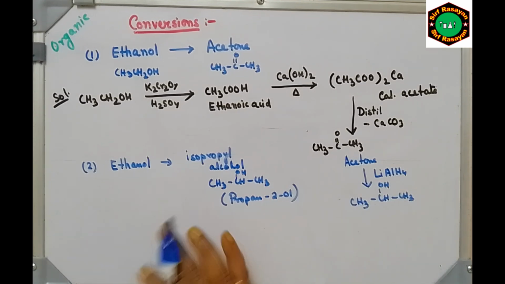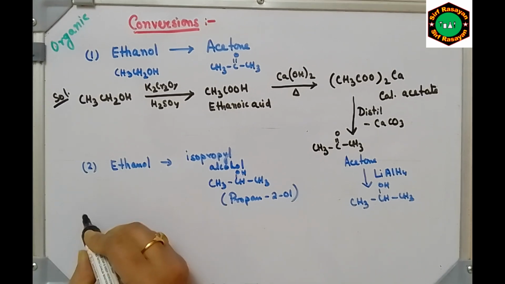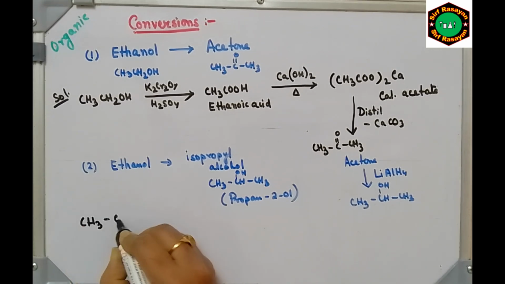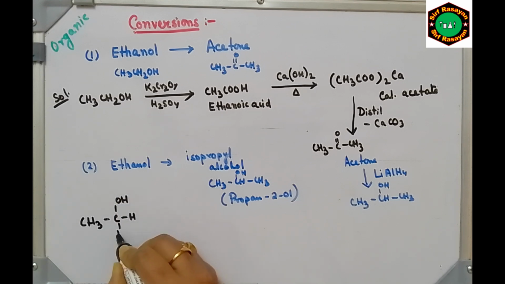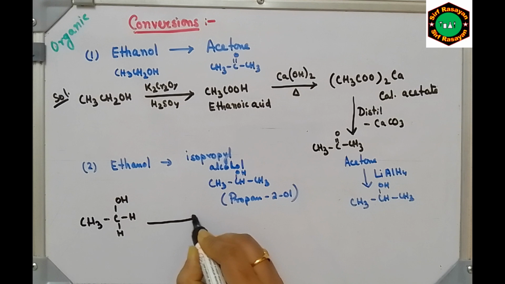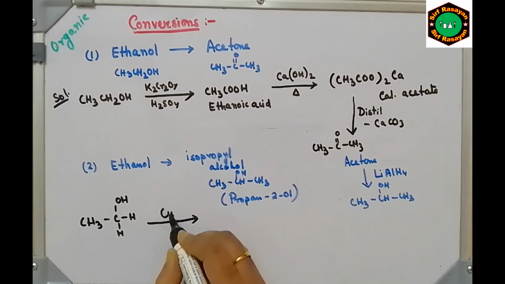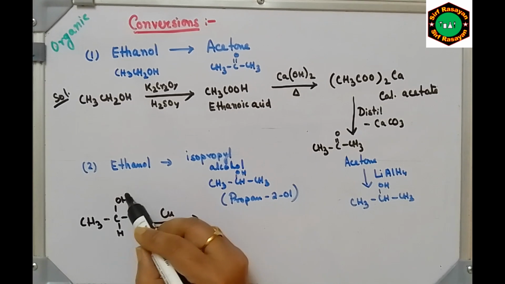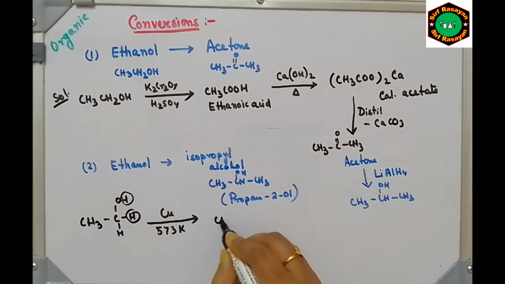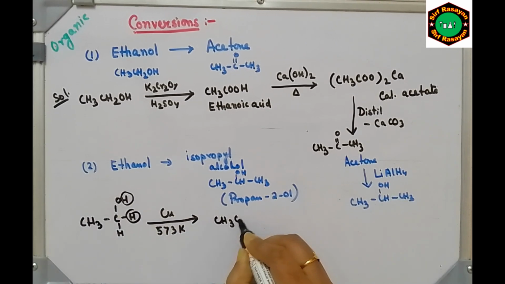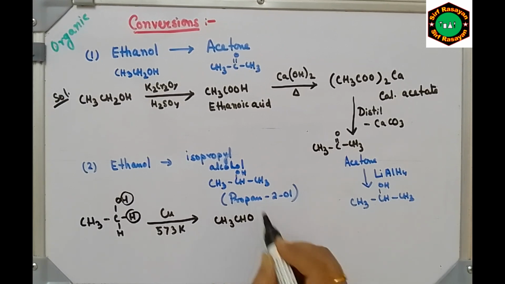Or another short method I am showing you. Take ethanol. This is ethanol, CH3CH2OH. If you heat it with copper at 573 Kelvin, dehydrogenation will take place. From here and here hydrogen will go, and you will get acetaldehyde. This is acetaldehyde.